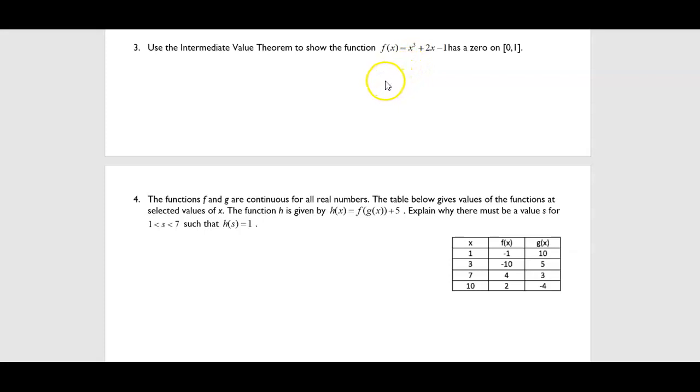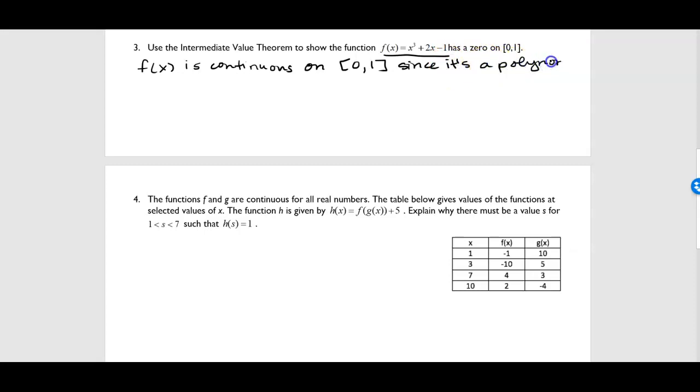So the first thing I have to check automatically is my function continuous? So when I look at f of x, I know that's a polynomial, and polynomials are always continuous. So I'm going to say f of x is continuous on 0 to 1 since it's a polynomial. And really it's continuous for all real numbers. You could put that too.